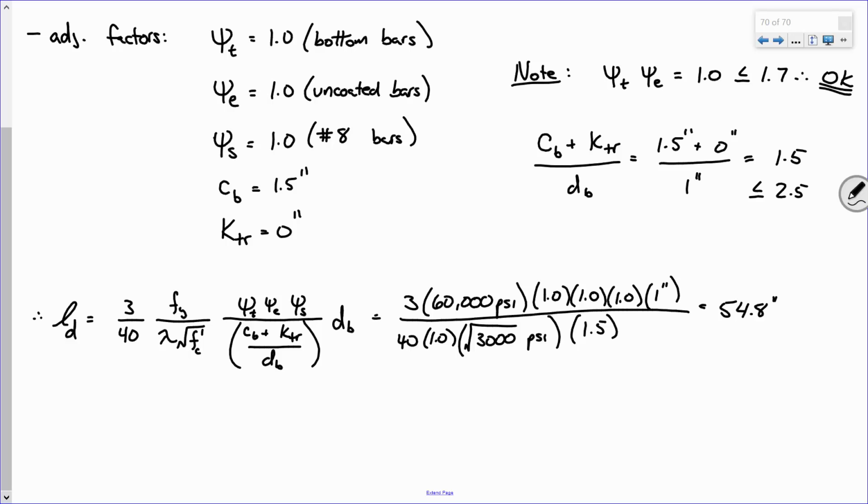Was that easy? That is really about how complicated development length is. We're going to do a few more examples to make sure you understand the lookups and the tables and the figures and all that, but that's it. I mean, it's a simple calc.